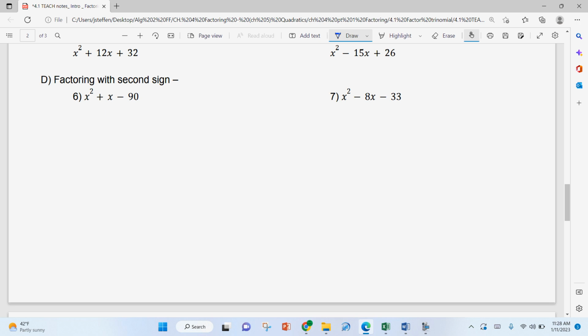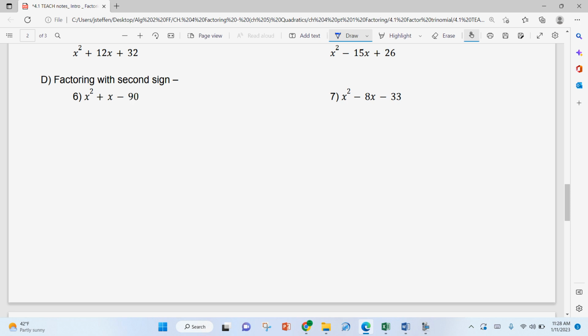So D, the only difference is the second sign is minus. So now both your signs are going to be the opposite. Now again, the good news is if you pay attention to your signs, you don't have to worry at all about if your sign is a negative or positive. You don't have to worry at all about if the signs in your answer are the same or if they're opposite. But it's a good way to check your work.